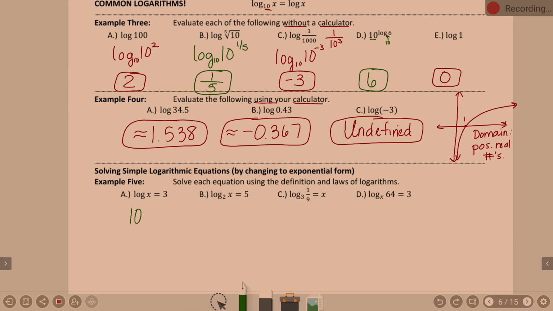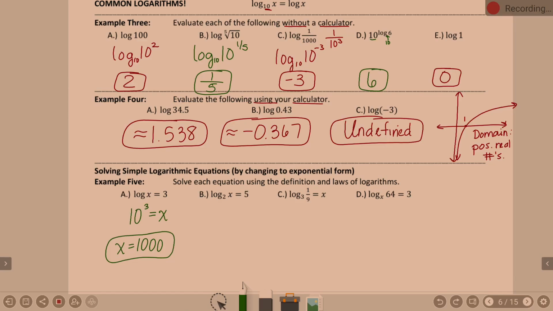So 10, left, right, middle. 10 on the left, raised to the 3 on the right, equals the x in the middle. And did this problem just become incredibly easy? What is 10 to the third? 10 to the third is 1,000. Not all going to be that easy, but we'll enjoy the easy ones when we can.